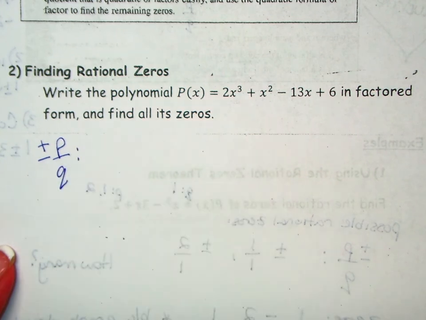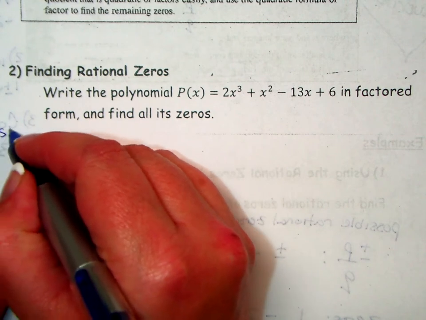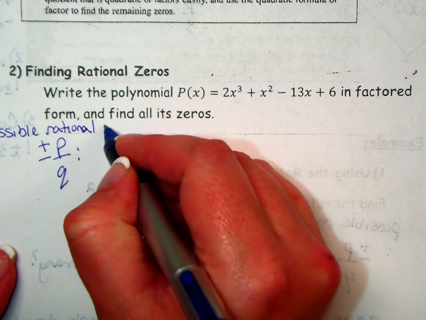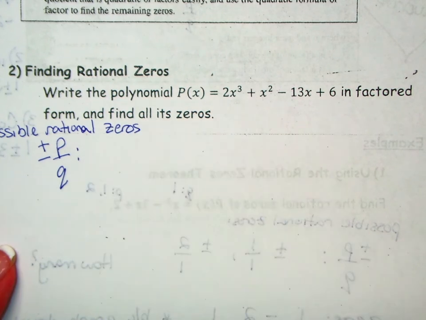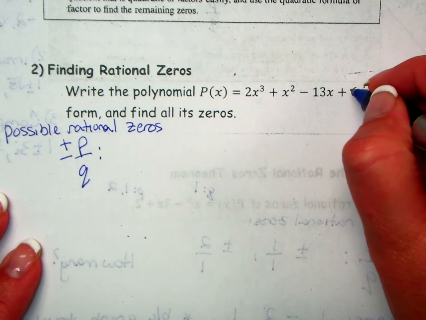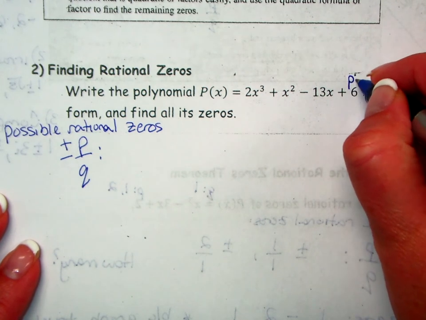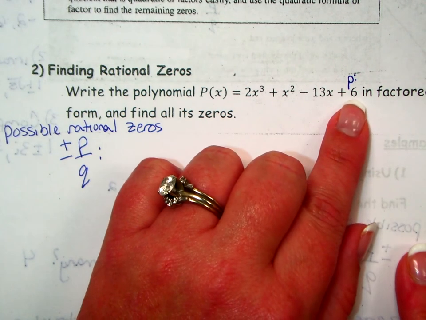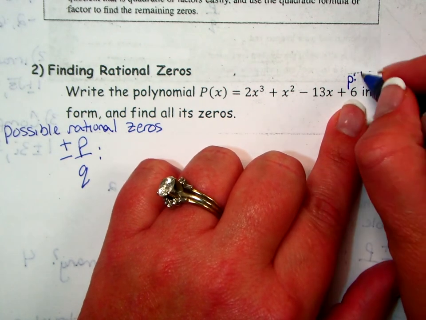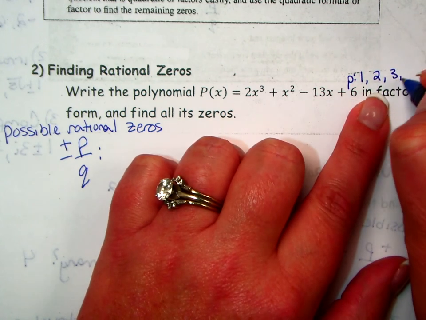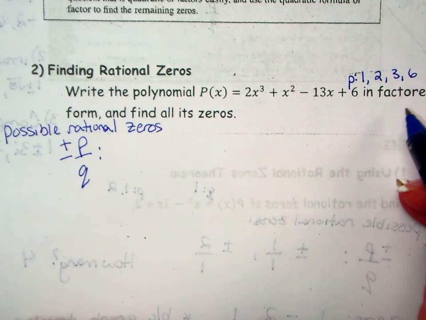So I want to come up with this list, plus or minus p over q. These are the possible rational zeros. Not all of these are going to work, but if the polynomial has a rational zero, it'll be in this list. So first I'm going to come over to the constant. This is going to tell me what the values of p are. So I need the factors of 6, all the numbers that divide 6, right? 1 and 6, 2 and 3. So 1, 2, 3, 6. Those are all the numbers that divide 6.